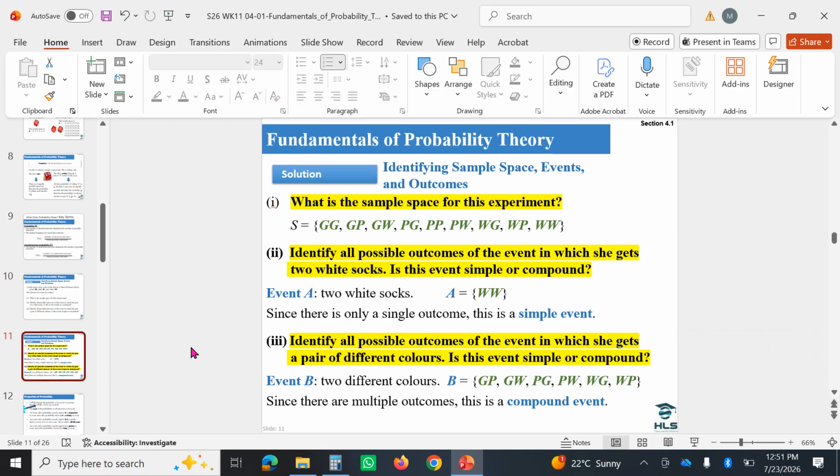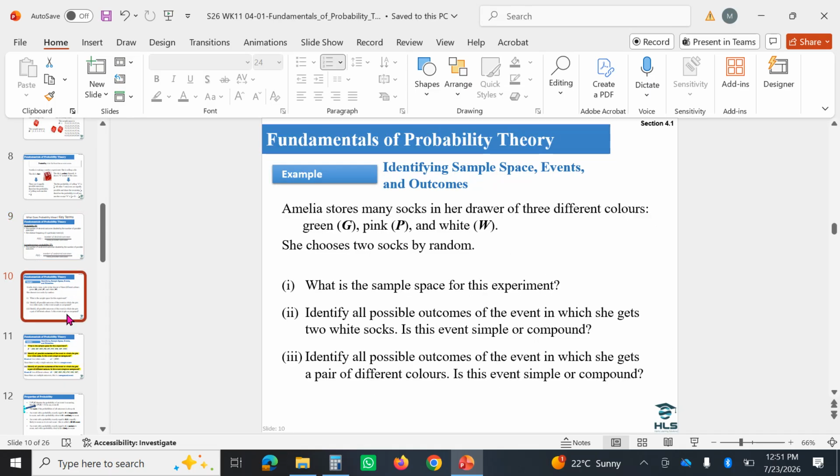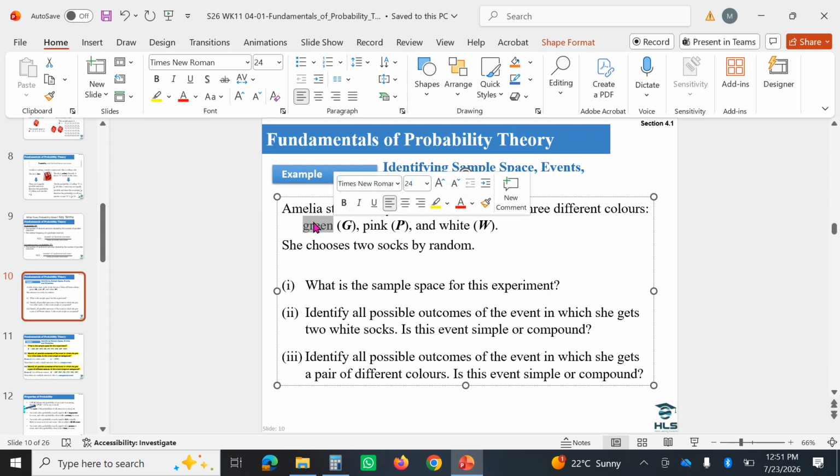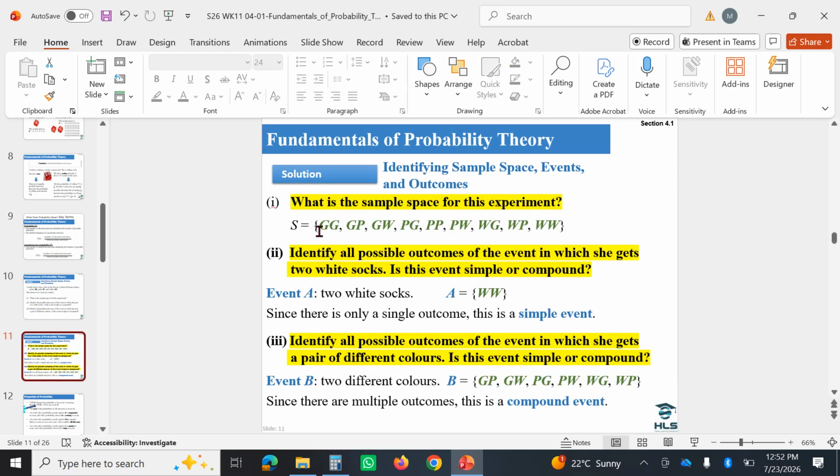So let's have a look here. Same questions highlighted in yellow. What is the sample space for this particular experiment? Well, you've got 3 different colors, right? So, she could choose a green green, a green pink, a green white. She could choose a pink pink. She could choose a pink green, a pink white. She could choose a white white, or a white green, and a white pink. And that's exactly what we've got. Green green, green pink, green white.